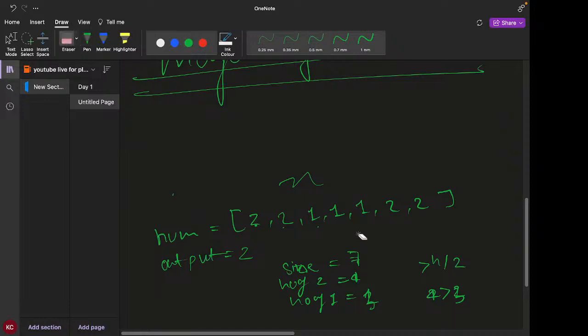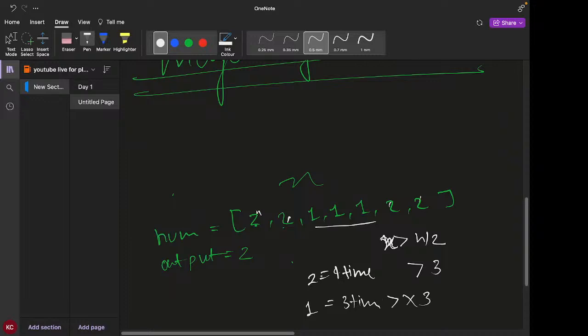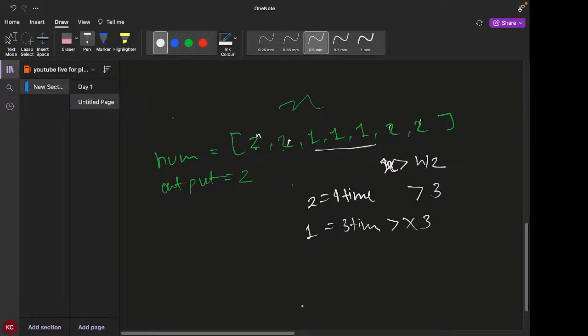Let me make it clear. We have to find a number x whose count is greater than n by 2. If n is 7, then it should be greater than 3. Here 2 appears 4 times, which is greater than 3, and 1 appears 3 times, which is not greater than 3. So I have to find the element whose count is greater than n by 2.